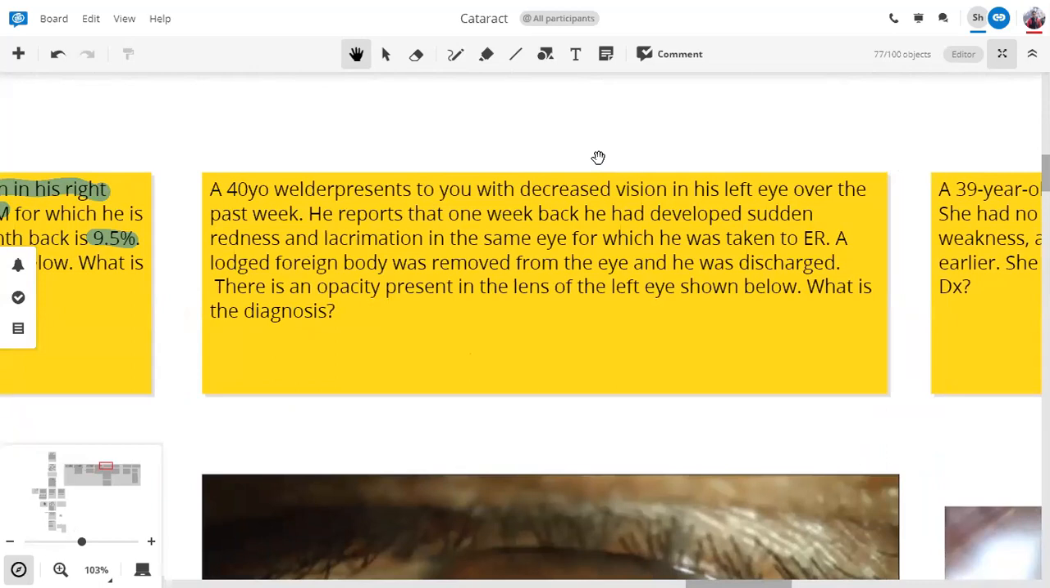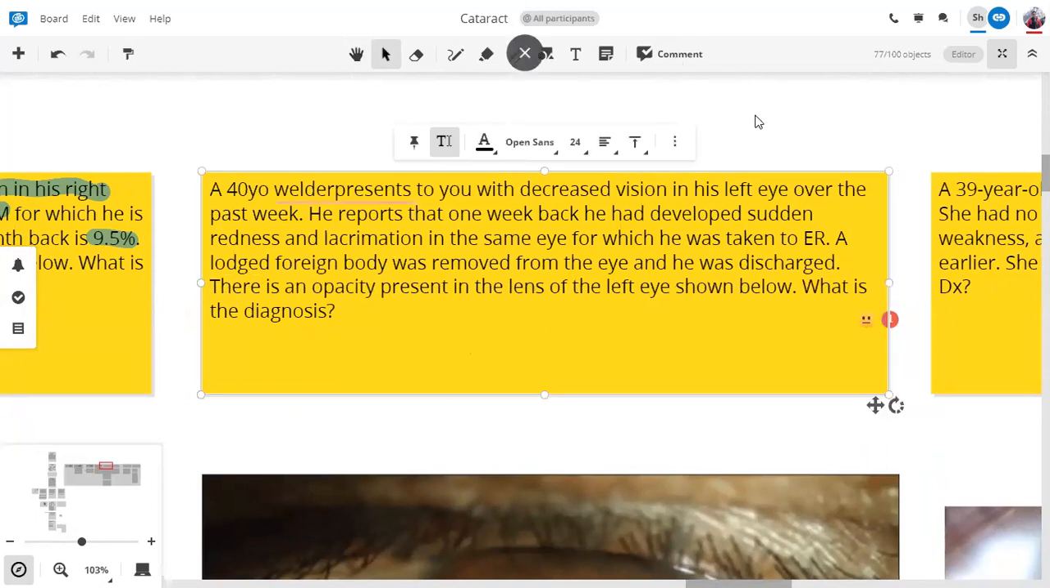After दो lines आप पहले दोबारा पढ़ लें. There's an opacity present in the lens of the left eye. And what is the diagnosis? There's an opacity present in the lens. The opacity in the lens तो हमें पता लग गया क्या है. Diagnosis हमें पता लगाना है. Diagnosis, we need to know the scenario. What is the scenario?